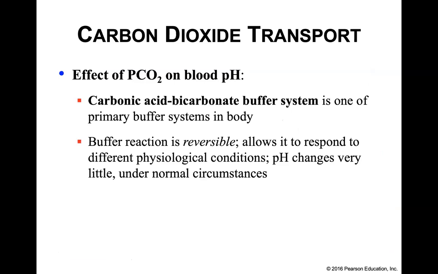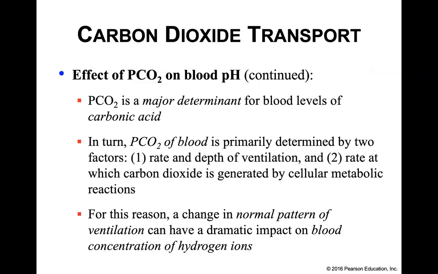Now, regarding the effect of the partial pressure of CO2 on blood pH, the carbonic acid-bicarbonate buffer system is one of the primary buffer systems in the body. The buffer reaction is reversible. This allows it to respond to different physiological conditions. pH changes very little under normal circumstances. CO2 is a major determinant for blood levels of carbonic acid.